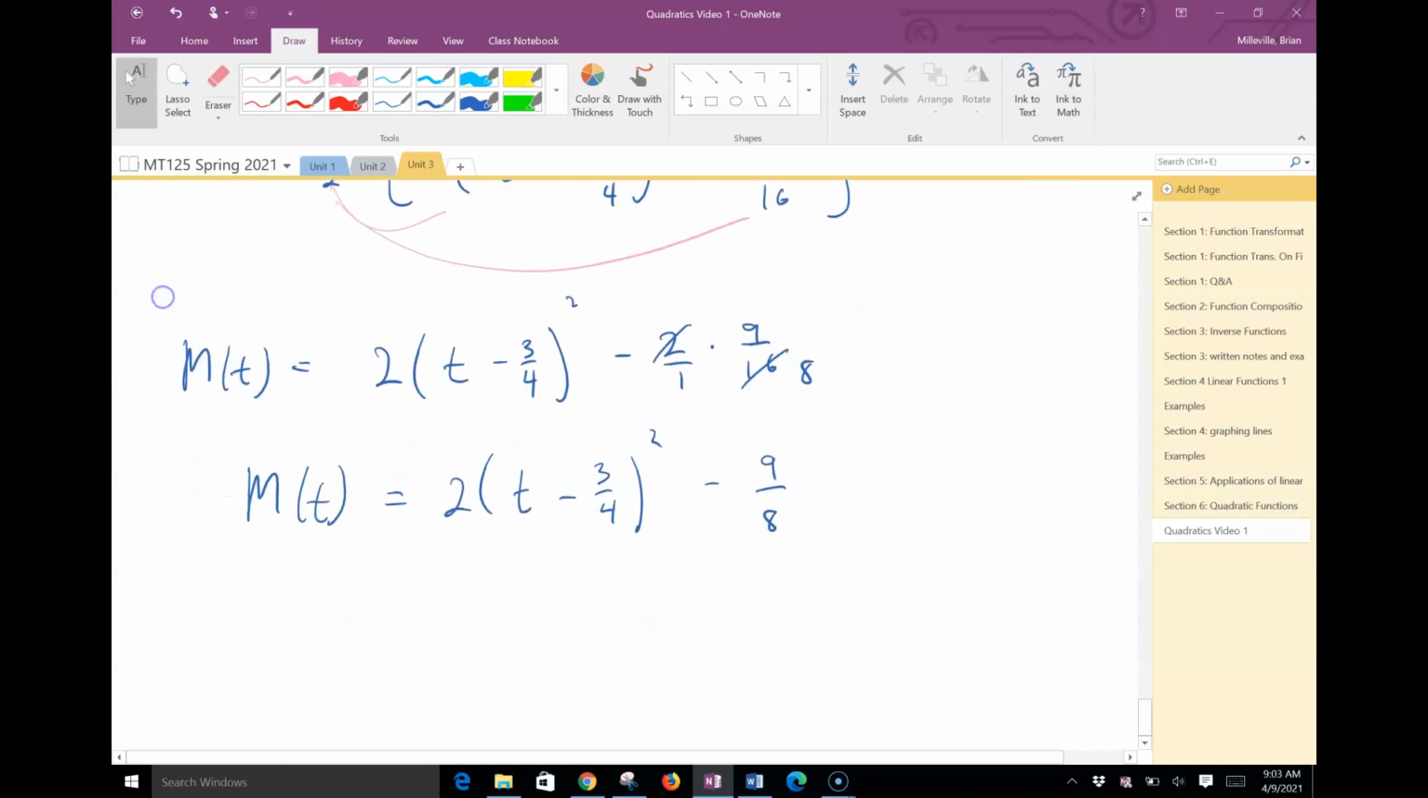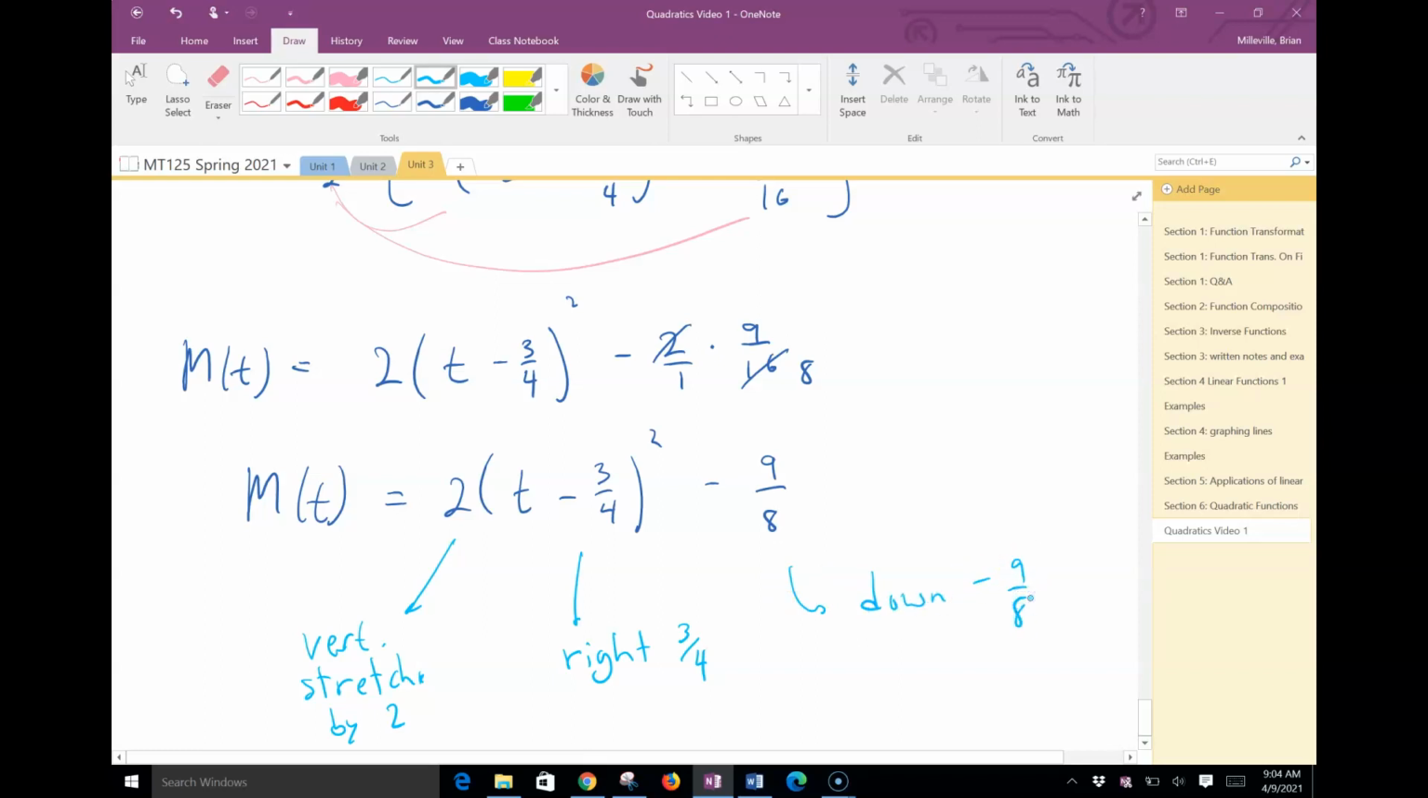So once again, quickly in terms of the transformations, what do we have going on here? This is going to shift the graph to the right this time by 3/4. The 2 on the outside, that's a vertical stretch by a factor of 2. All right, so that's going to pull those points that are not on the y-axis higher up by a factor of 2. And then this is going to shift us down 9 over 8.